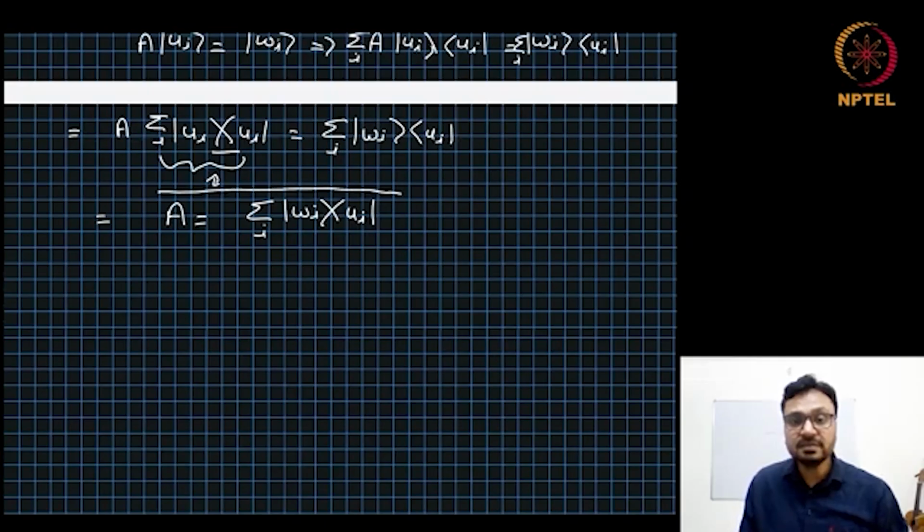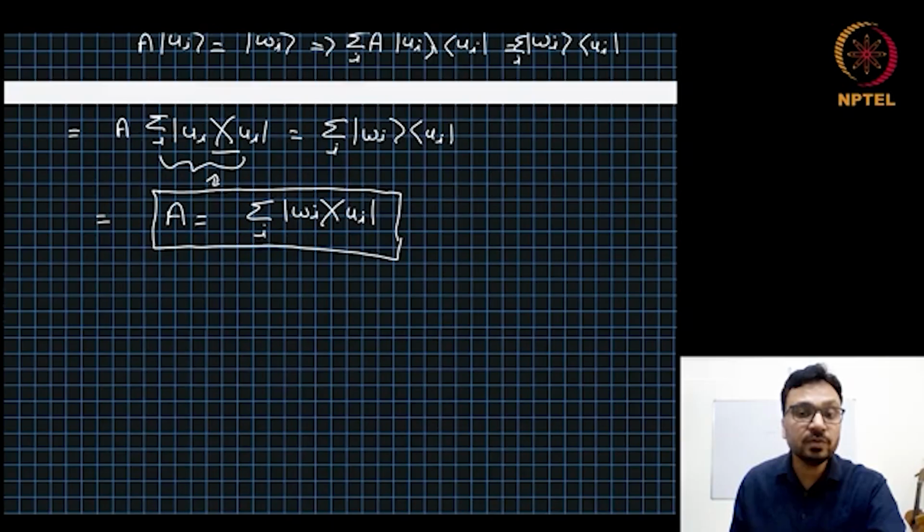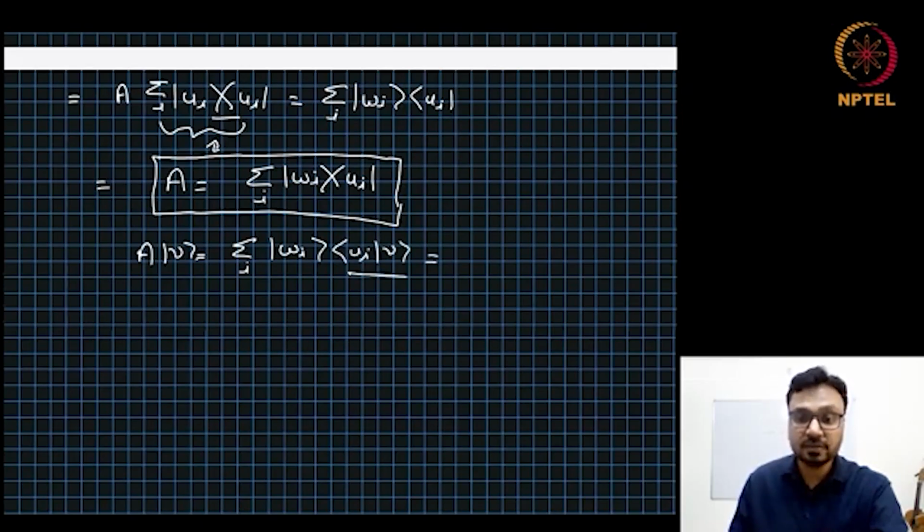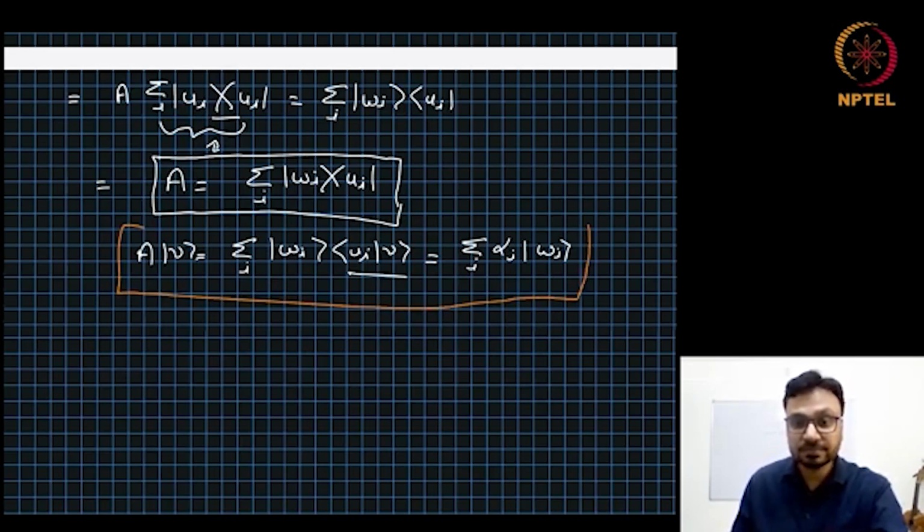So this is one expression for the operator A, which is acting on the vectors of V1 and yielding the vectors of V2. Now you can simply see A acting on |v⟩ will be the sum over i of |ωi⟩⟨ui|v⟩, and this is a scalar. Let us call it alpha i. It becomes the sum over i of alpha i |ωi⟩. So this is all good, but where are the matrices here?